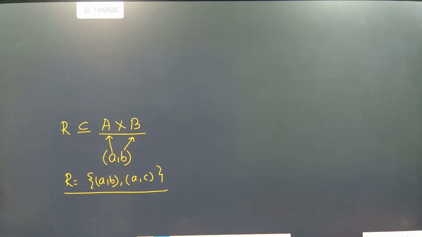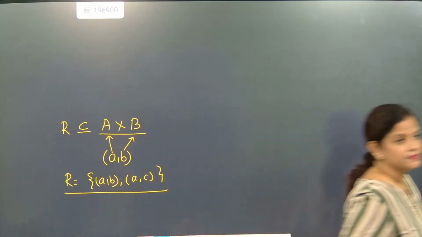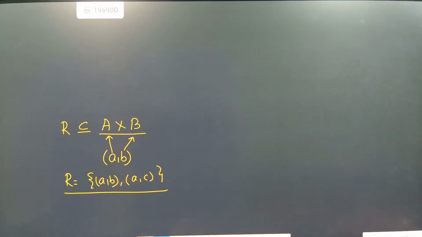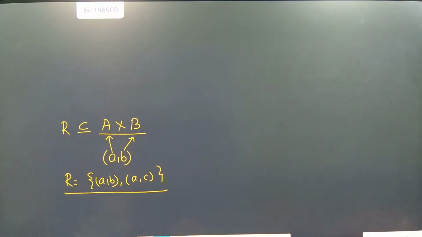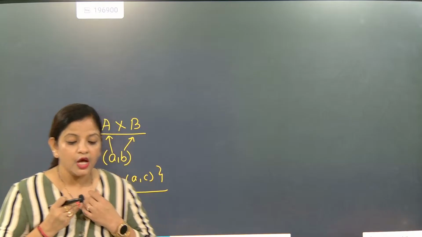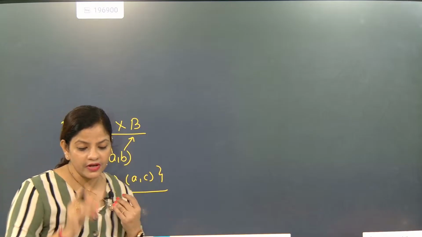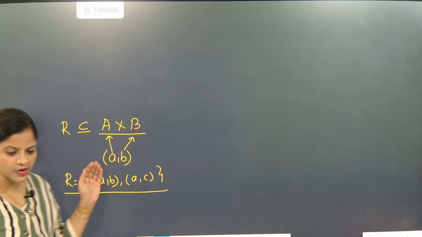So whenever we present a relation, we write the answers like this. This is a way of presentation of relation. When you represent a relation, it will be presented like this. Whenever you are writing a relation, R is a subset of A cross B, then relations will be coming.